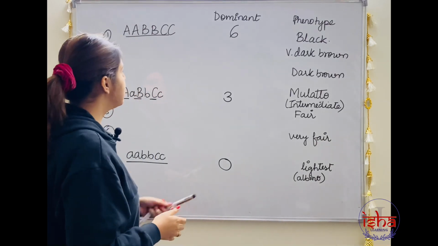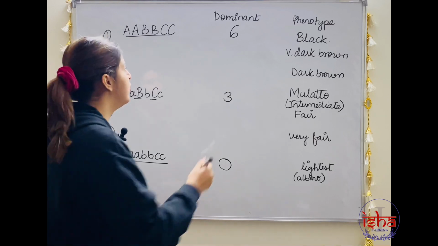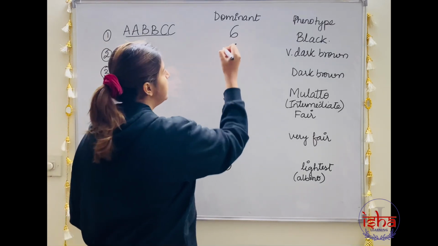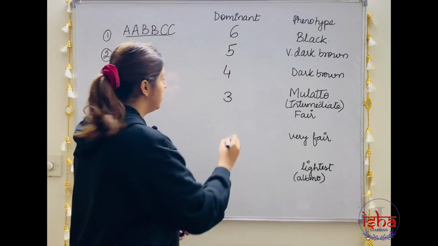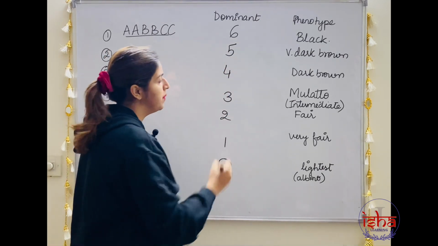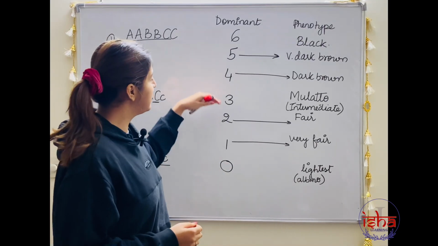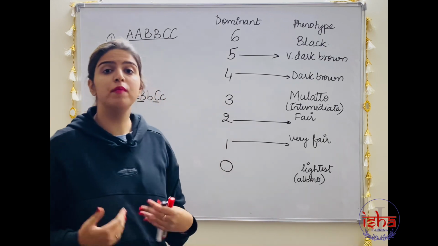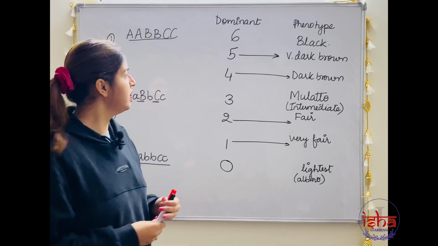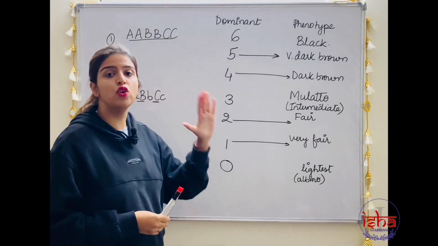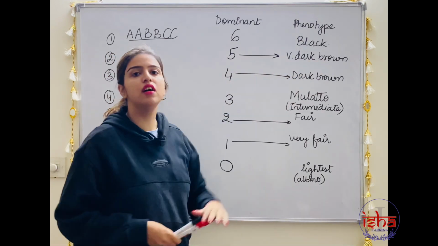Now, we realize that between the 6, 3 and 0, I have scope for a situation of 5 dominant alleles, a situation of 4 dominant alleles, here 2 and 1 dominant allele. So in between the scenario of this 6, 3 and 0 dominant alleles, I can have intermediate scenarios as well. I have a case where I could have 5 dominant alleles. In that case, my skin color is going to become very dark brown.